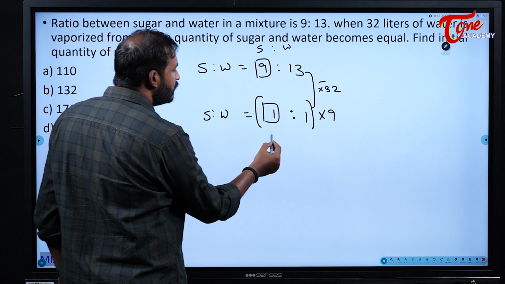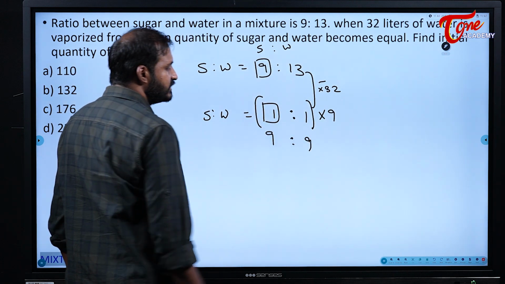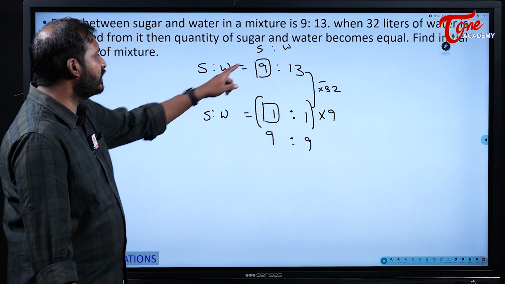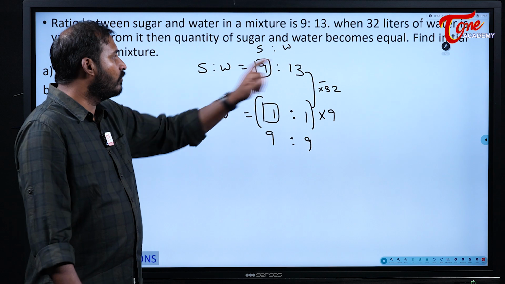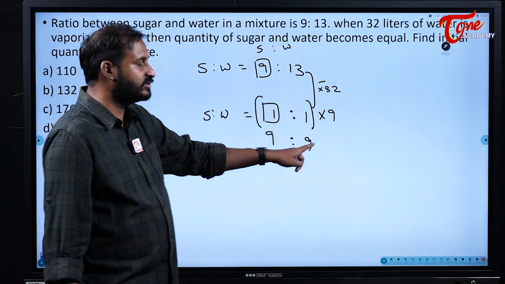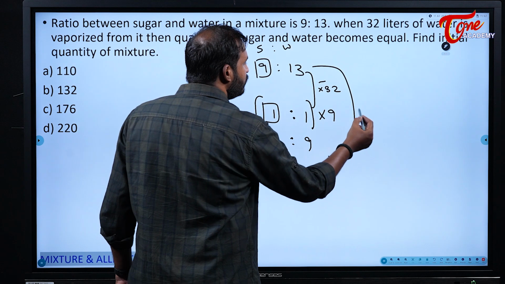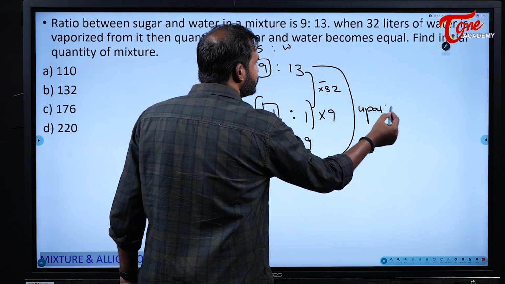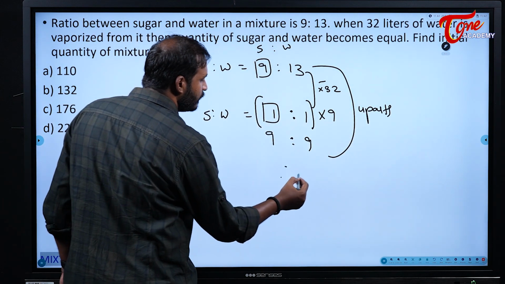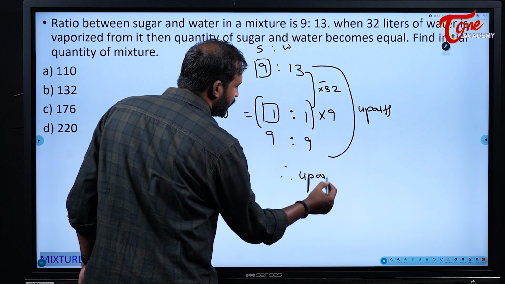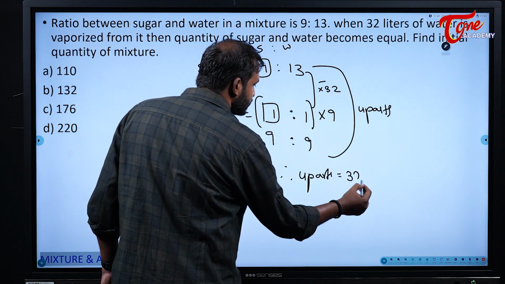So this will become 9:9. Now, there is no change in the sugar quantity. Only the water quantity changed. From 13 parts it came down to 9 parts. That means the difference between these two is 4 parts. So, therefore, 4 parts is equal to 32 liters.